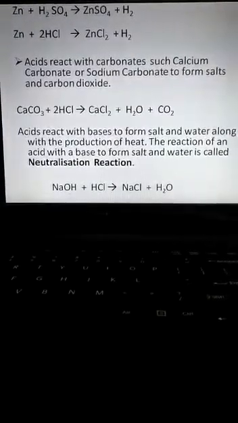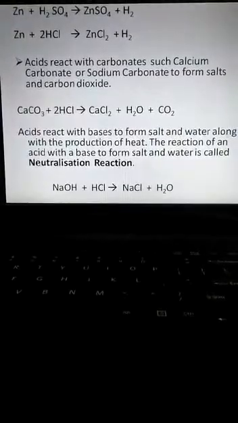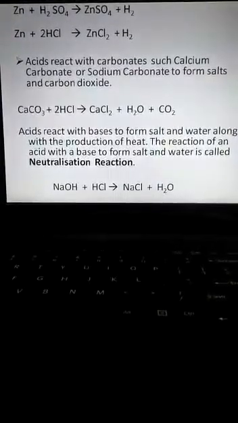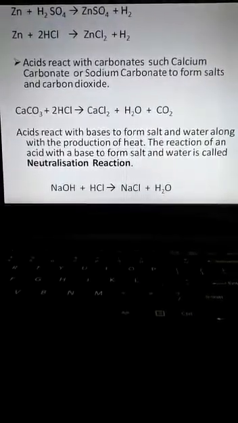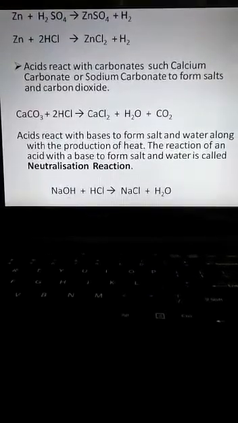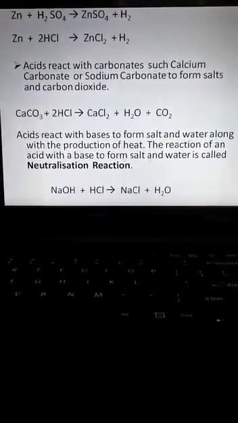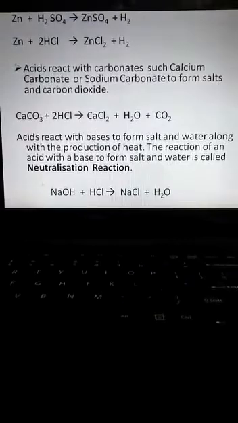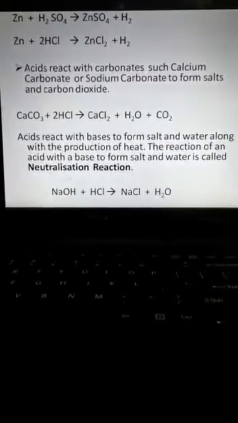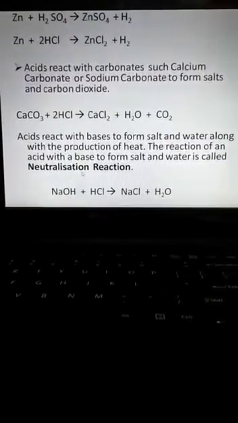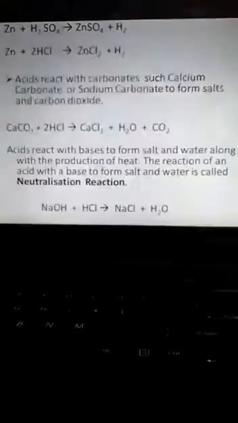Acids react with bases to form salt and water along with the production of heat. So whenever an acid reacts with a base, they form salt and water, and a large amount of heat is also produced. The reaction of an acid with a base to form salt and water is called the neutralization reaction. So what is a neutralization reaction? It is a reaction in which an acid reacts with a base to form salt and water.